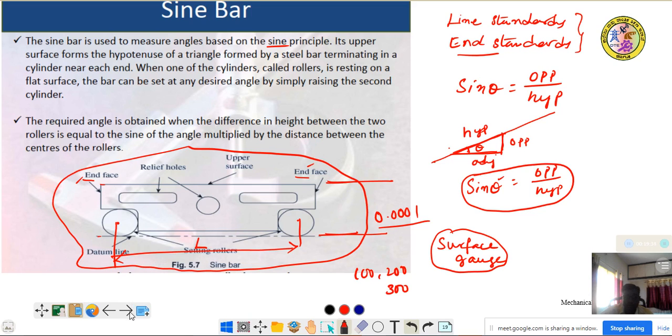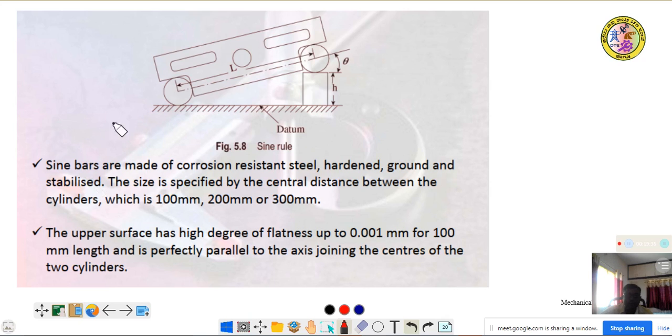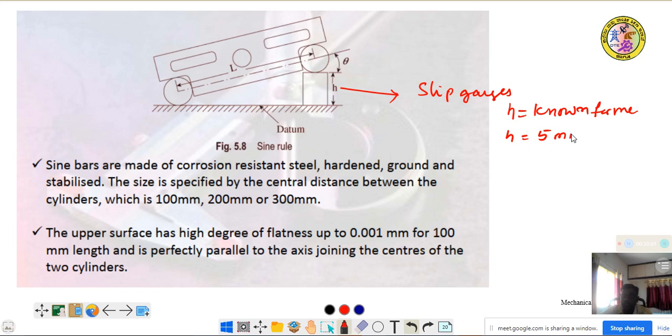So now, if I take this one, I am going to place the height by using slip gauges. I am going to place the slip gauges below the cylinder. Cylinder ಕೆಳಗಡೆ ನಾನು ಏನು ಹೇಳ್ತೀನಿ? ಸ್ಲಿಪ್ ಗೇಜಸ್ ಹೇಳ್ತೀನಿ. ನೋನ್ ಹೈಟ್ ಅದು. H is equal to known for me. How much? H is equal to ಒಂದು 5 mm ನಾನು height ಮಾಡ್ತೀನಿ.